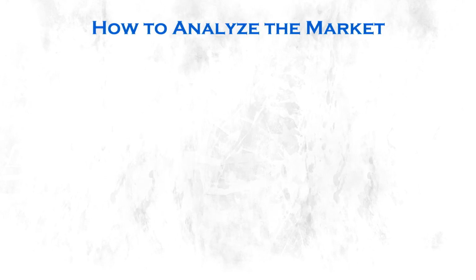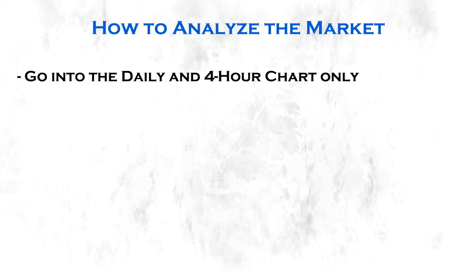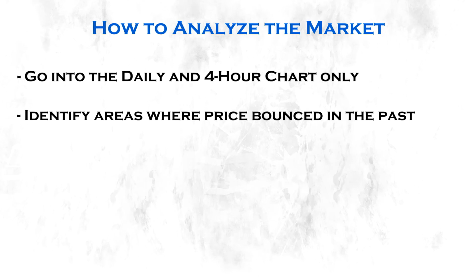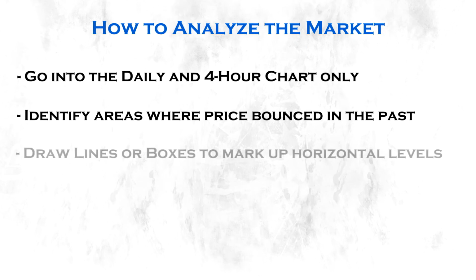And whenever you make your analysis, you simply just go into the daily and 4-hour chart only. All you do is find the areas where price has just interacted or bounced within the past. You can draw lines or you can draw boxes to mark up the horizontal areas of support and resistance. I like to use boxes more often because price sometimes does not respect the price level 100% perfectly. You will see that price sometimes moves just above and below the levels, and that's why I like to draw boxes to mark up the horizontal levels.